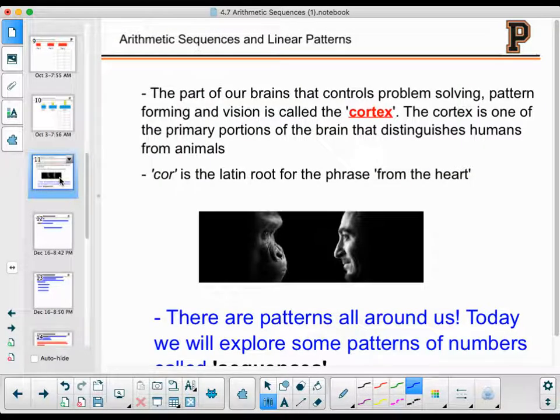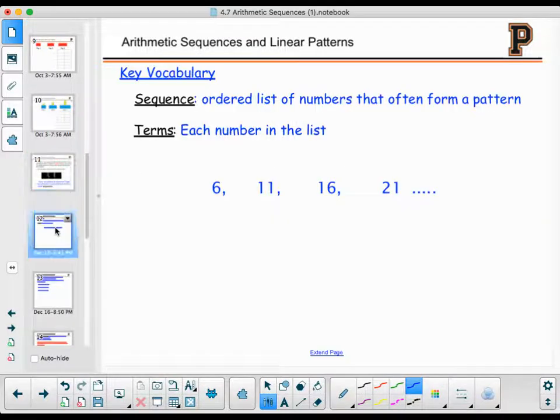The part of our brains that controls problem solving, pattern forming, and vision is called the cortex. Cortex is one of the primary portions of the brain that distinguishes humans from animals. So literally, core means from the heart, okay? Part of what makes us humans is the fact that we can identify and extend patterns. So this is a natural part of our brain cycles, okay?